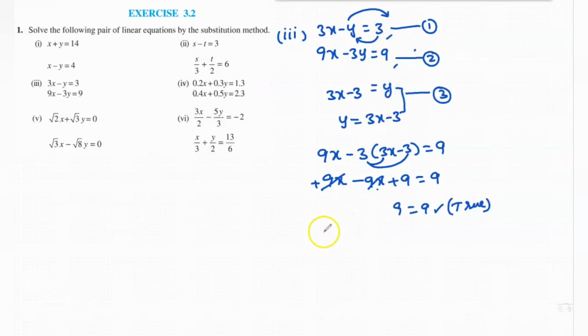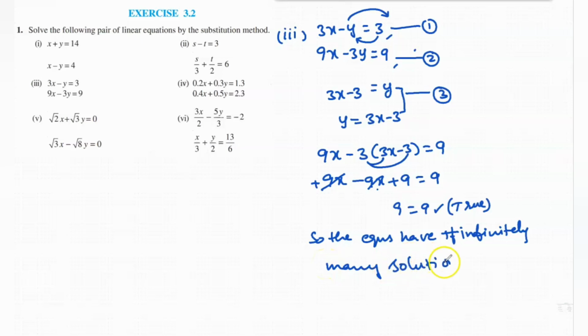So that's why these two equations are called coincidental lines. These equations are called coincidental lines, and such equations have infinitely many solutions. So these lines are coincidental lines and they have an infinite number of solutions.